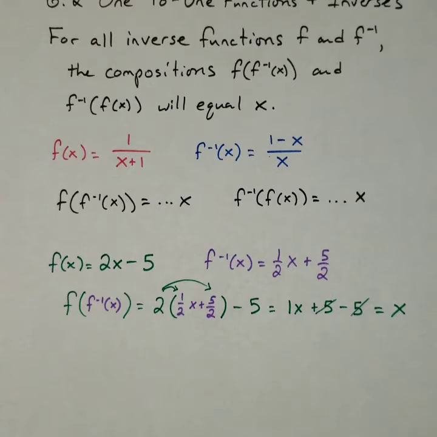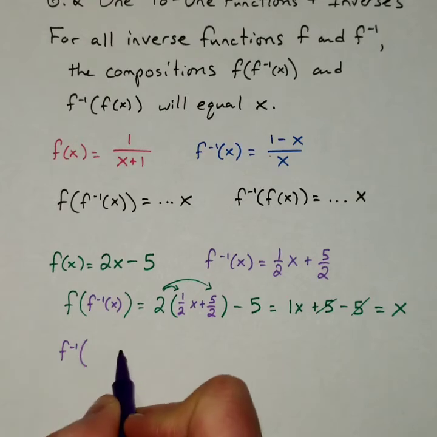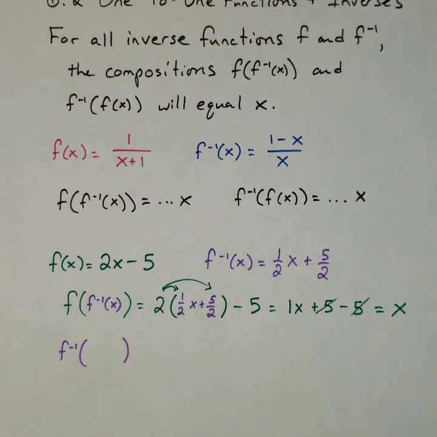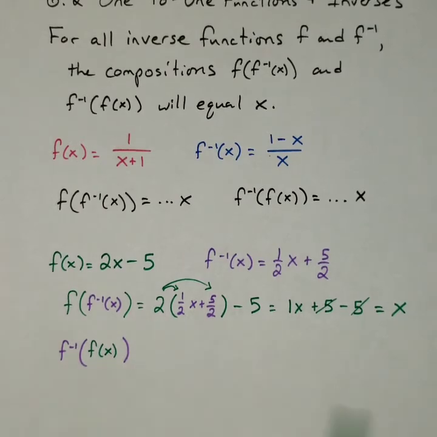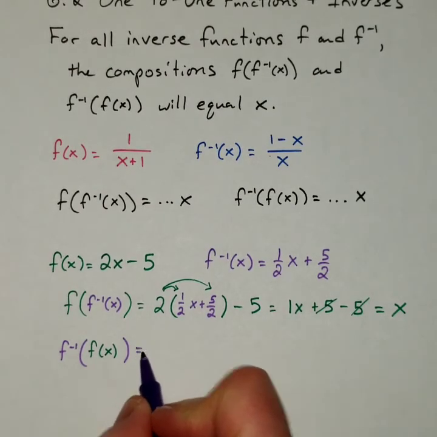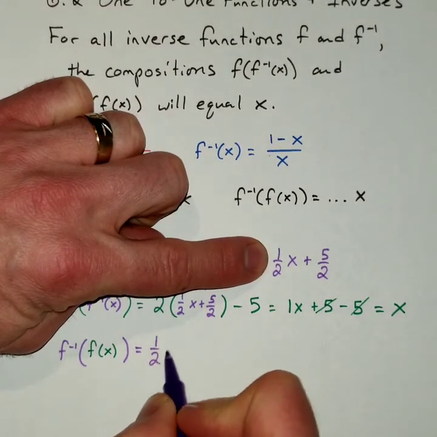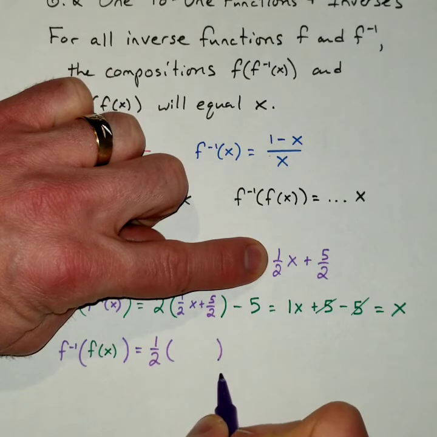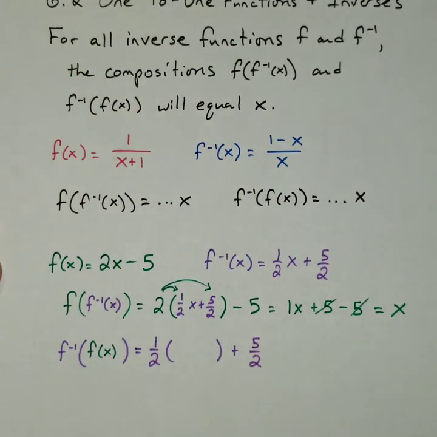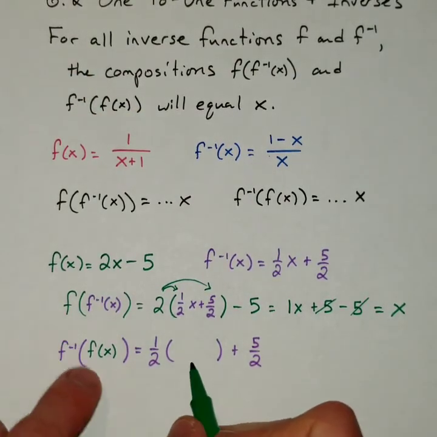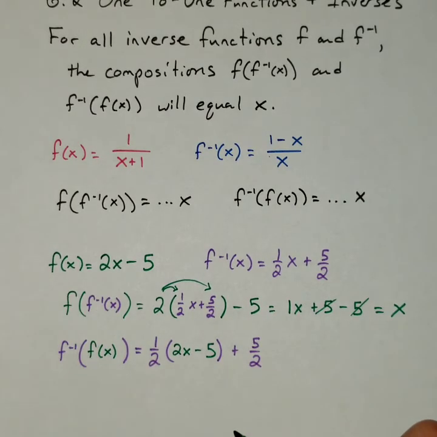And if I reverse the order, of course, it should work out the same, but just to prove it to you, we'll work it through. f inverse of f of x. Okay, f inverse is now the outer function, so I'm going to go with 1/2 x in the empty set of parentheses plus 5/2. Inside the parentheses goes the inner function, which is 2x minus 5.